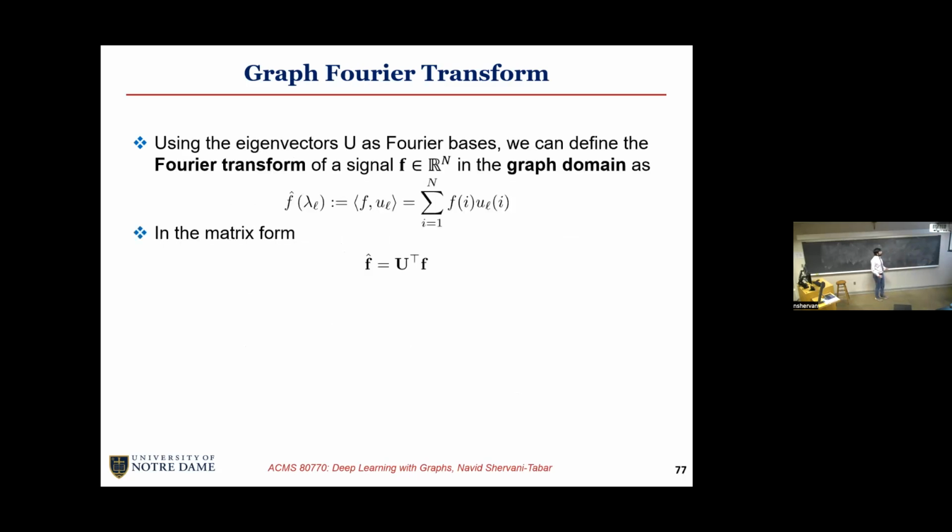Now, we want to use this in our favor to define the Fourier transform. When I'm transforming some signal into the Fourier domain on graphs, what we are doing is essentially multiplying with this eigenvector matrix. That way, I'm projecting this signal onto different bases, and I'm getting a notion of Fourier coefficients in the graph domain.